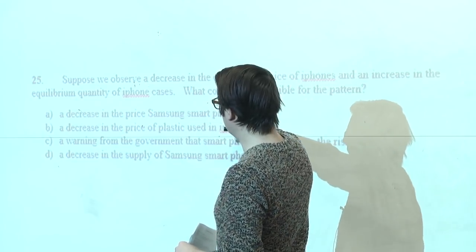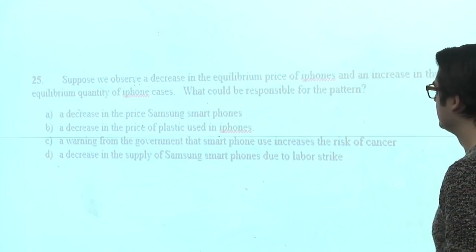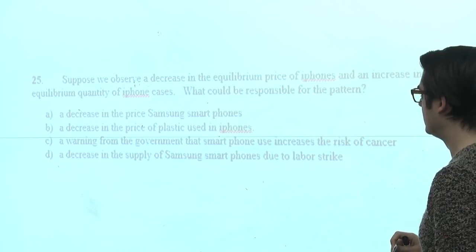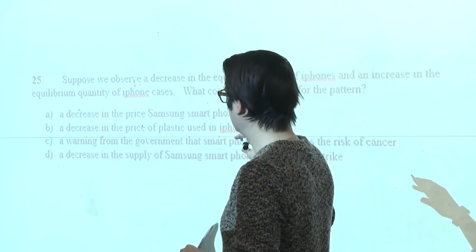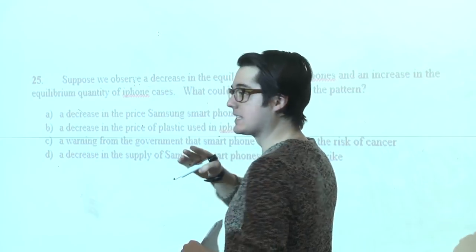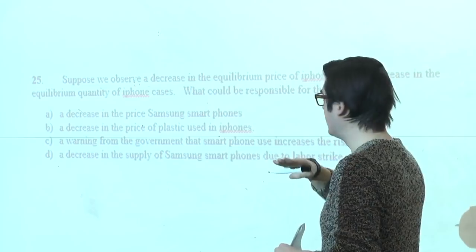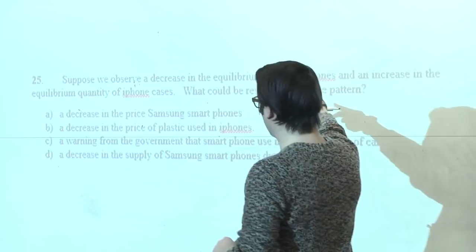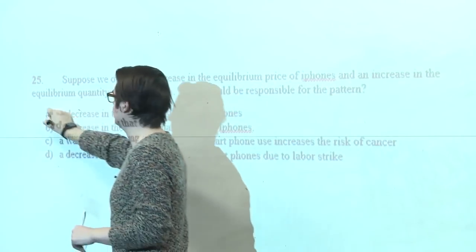Okay, so A, a decrease in the price of Samsung smartphones. What would that do in this market? It's going to increase demand, right? Because they're substitute goods. So if the price of Samsungs goes down, that's going to increase the demand for iPhones. What will that do to the price? It's going to go up. So we know that's wrong, right? Because it says there's a decrease in equilibrium price. So we know that A is wrong.